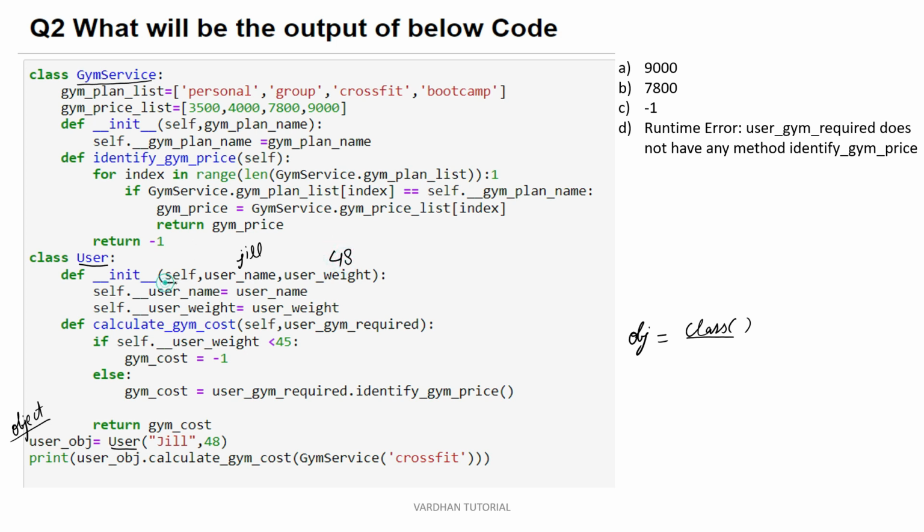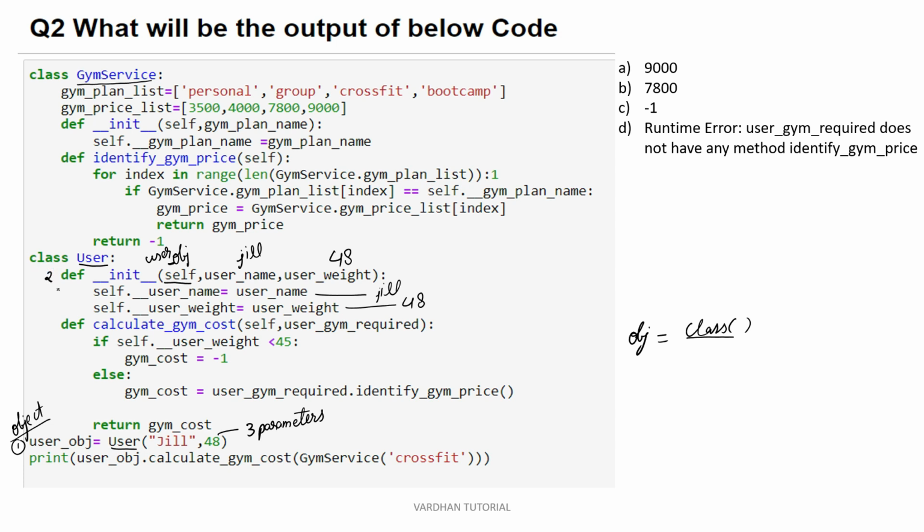And this self is actually used for the object. Here we are passing three parameters. The first parameter is the user object, which will be assigned to self, and then Jill and weight. Now self dot double underscore means it will be a private variable. So Jill will be assigned to username, and 48 will be assigned to weight. So this was our first line.